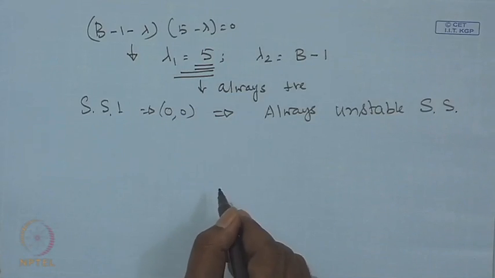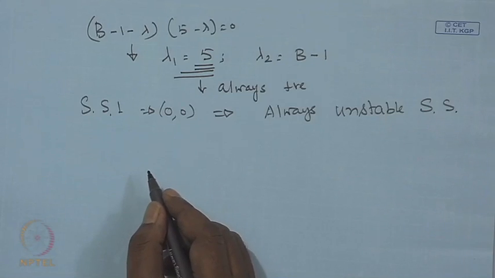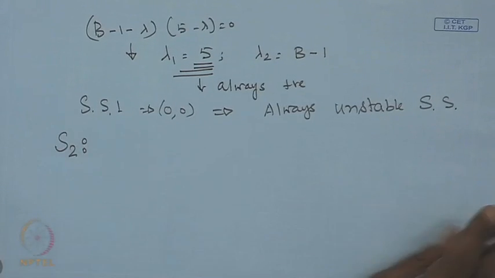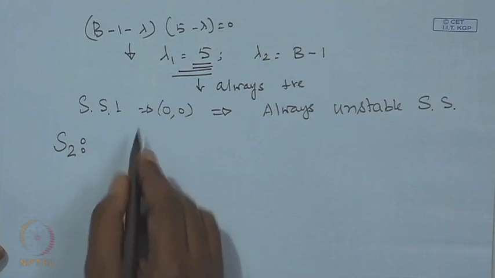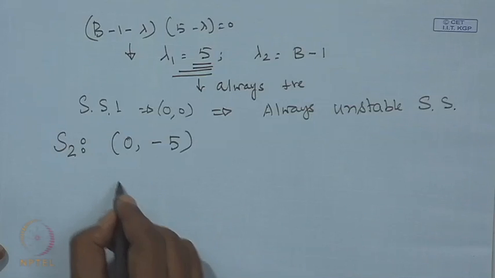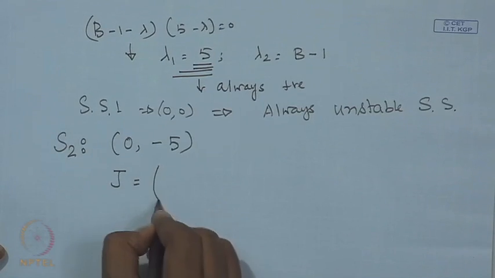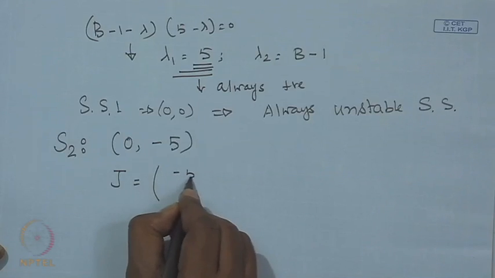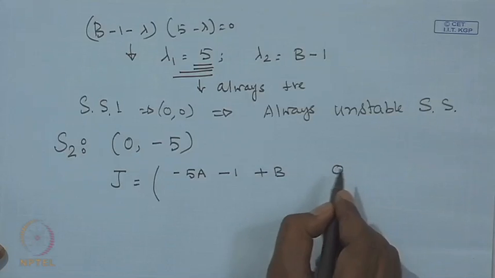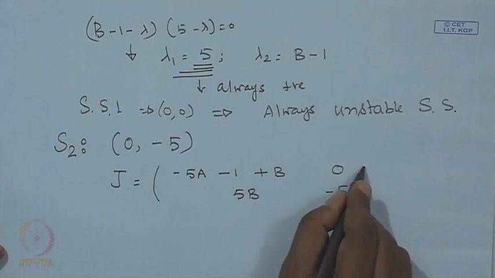Okay. So, it does not matter the values of a and b and the parameters, the 0 0 steady state is always unstable. Now, next we examine the stability of steady state 2. Steady state 2 is 0 and minus 5. So, evaluate the Jacobian matrix at these steady state values. So, it becomes minus 5a minus 1 plus b, 0, and this will be 5b and minus 5.